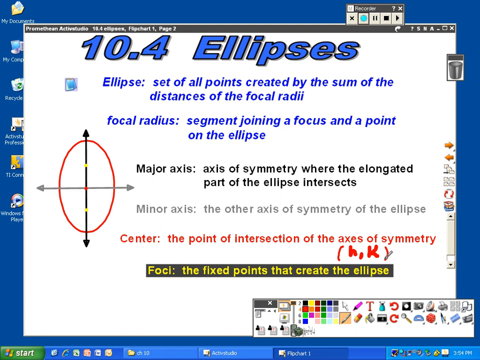Now an ellipse spreads, elongated either vertically or horizontally. Where it is the most elongated is called the major axis. So my black axis is my major axis. It is the axis of symmetry that is most elongated. My minor axis then is the other axis where it is not as elongated. So knowing that, let's look at the equations of either a vertically elongated or a horizontally elongated ellipse.